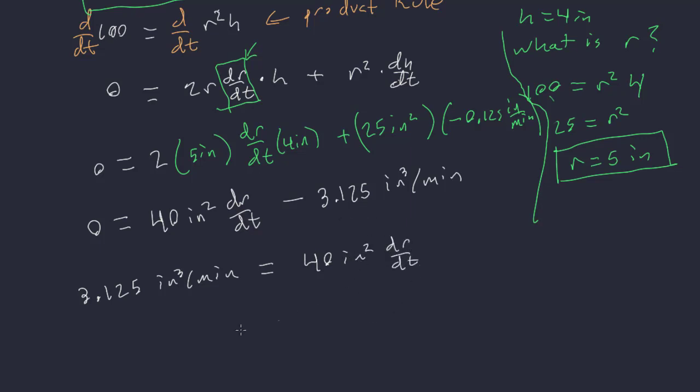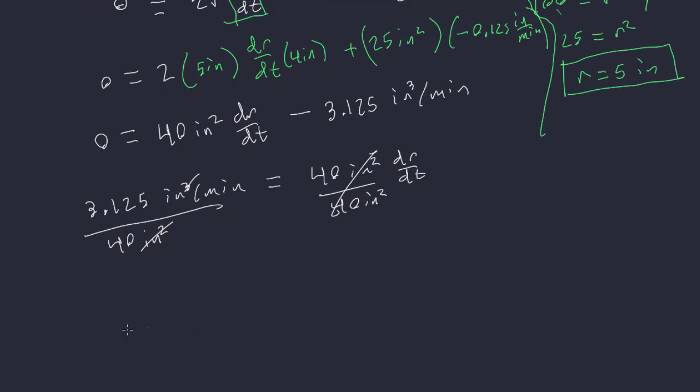Now all we need to do is divide by the 40 square inches, and we should get the units that we're looking for because these square inches will cancel with two of them up here, and we're going to end up with just inches per minute, which is what we should get for dr dt. So dr dt is going to be right about 0.078 inches per minute.